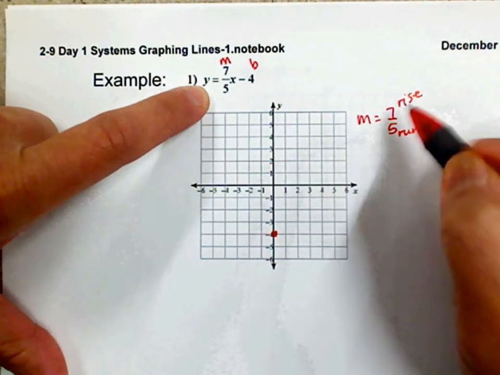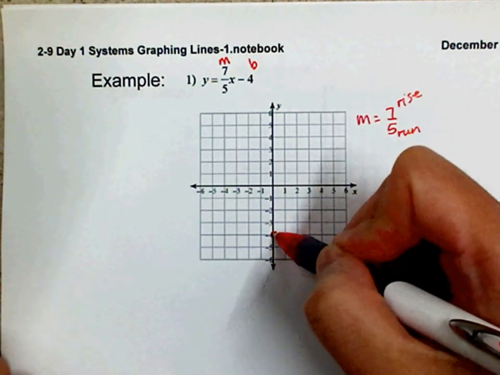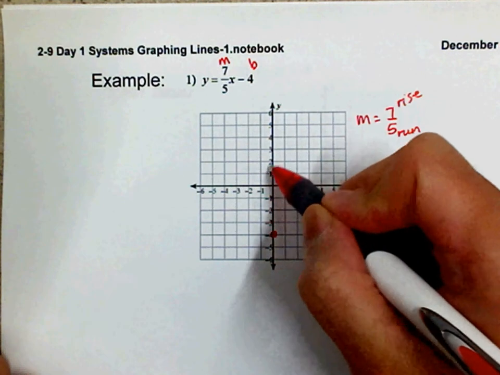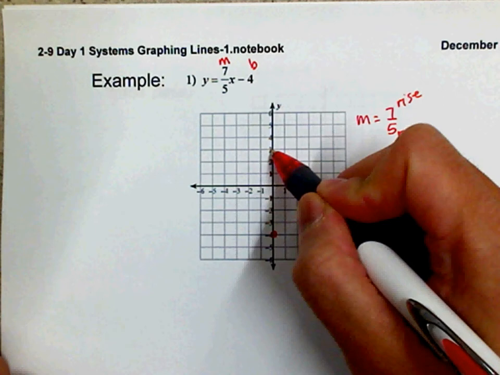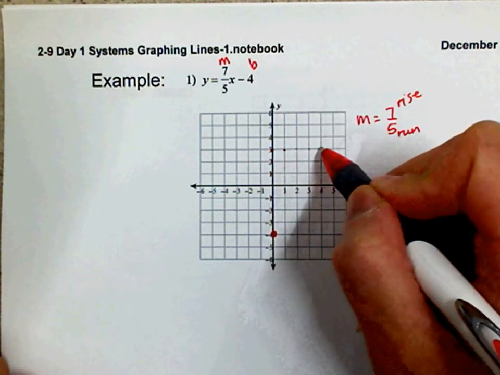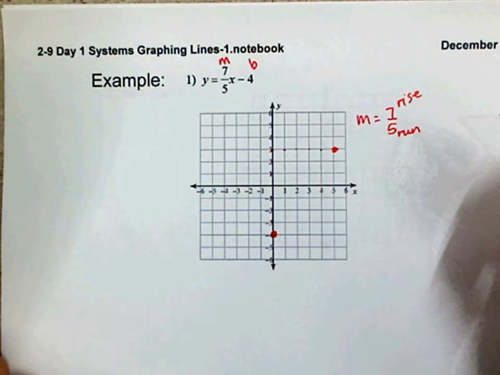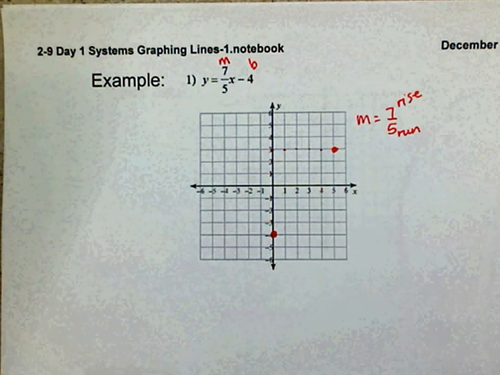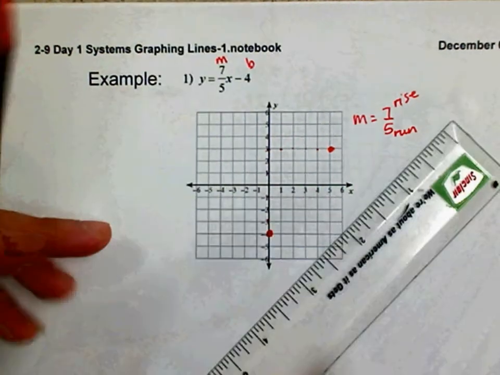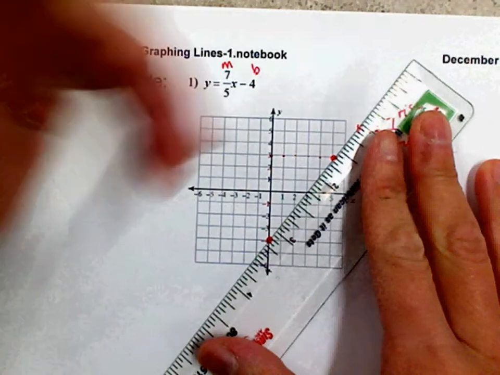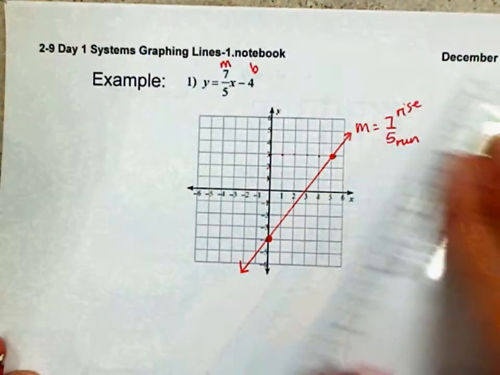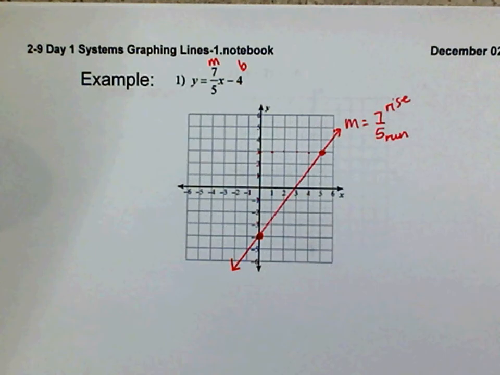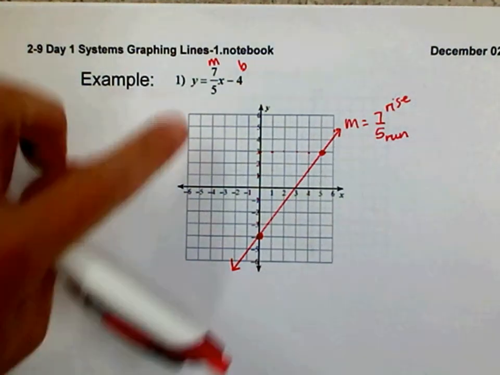7 is positive, so I'm going to go up 7. 1, 2, 3, 4, 5, 6, 7. 5 is positive. Since 5 is positive, I'm going to go to the right. 1, 2, 3, 4, 5. Do you see that right there? Because they both are positive. And there you have your 2 points. And you're just going to plot those 2 points. Just like that. And you have a straight line. Okay? Make sure it's y equals mx plus b.